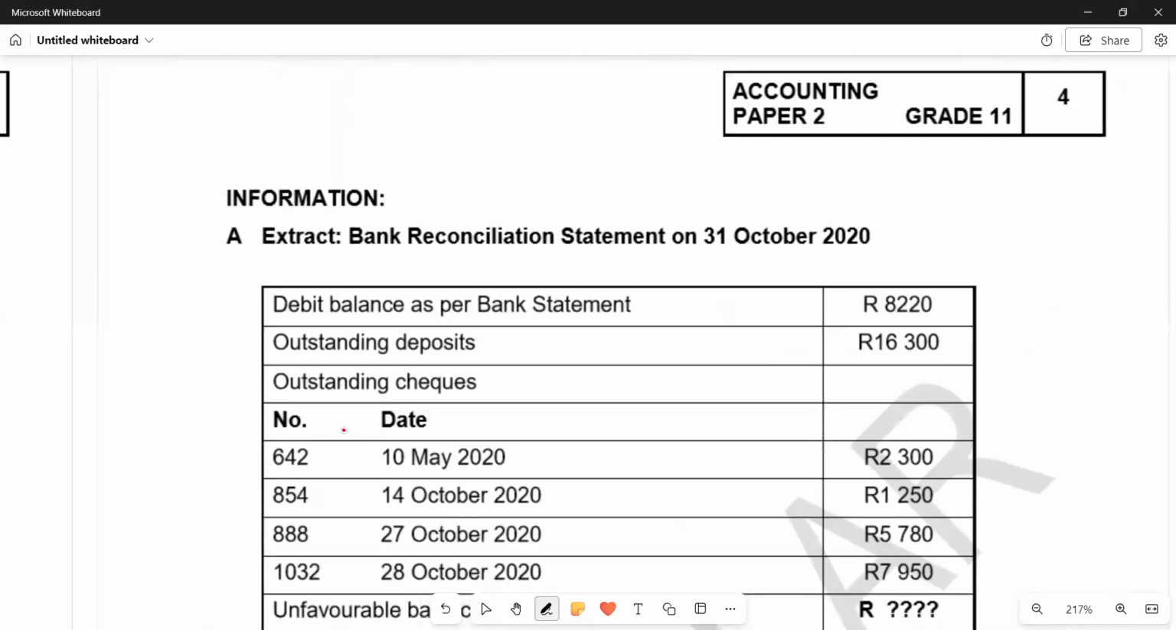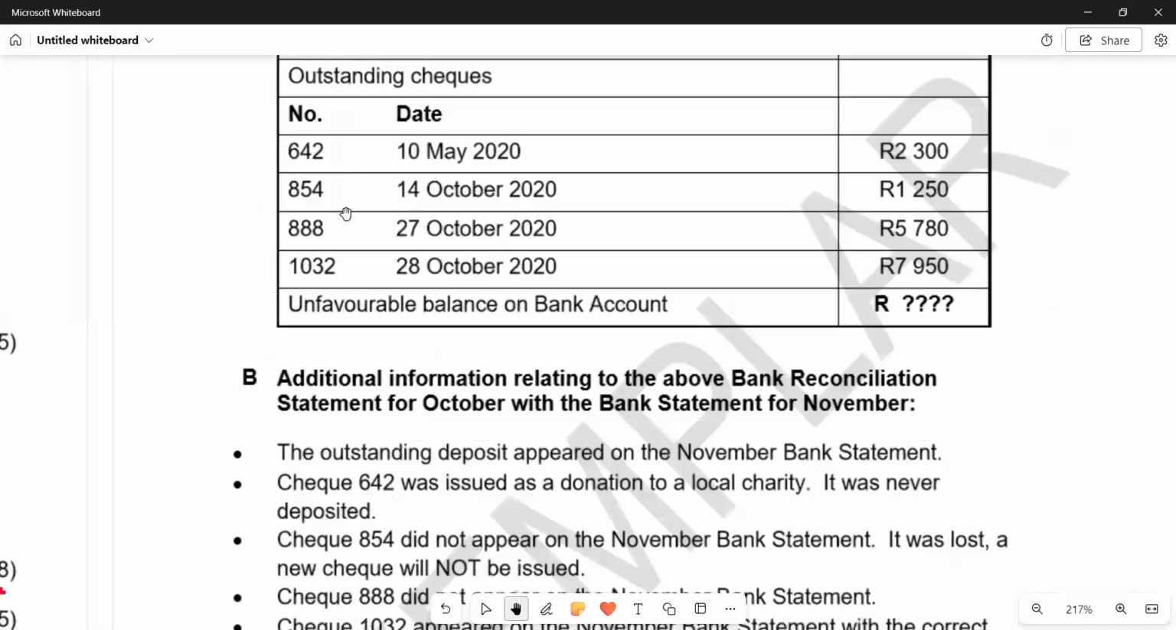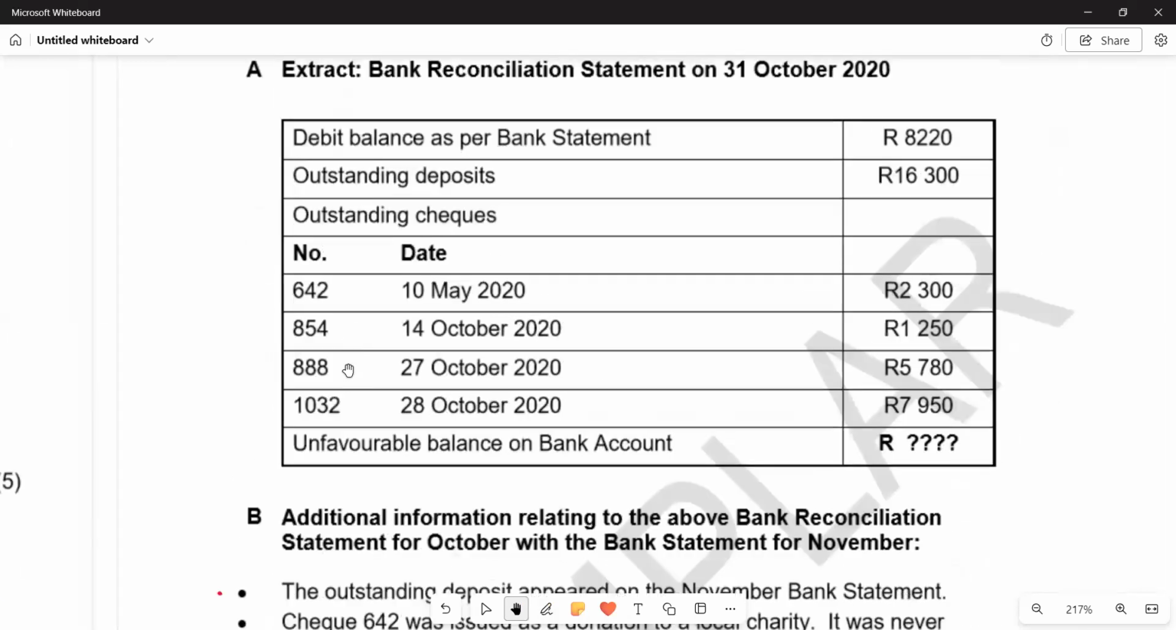We go to the information. Information A gives an extract of the bank reconciliation statement at 31 October 2020, and this is the balance that you are given in terms of that bank reconciliation statement. Let's see what the additional information says. The first point says the outstanding deposit appeared on the November bank statement. The outstanding deposit we are talking about is this one.